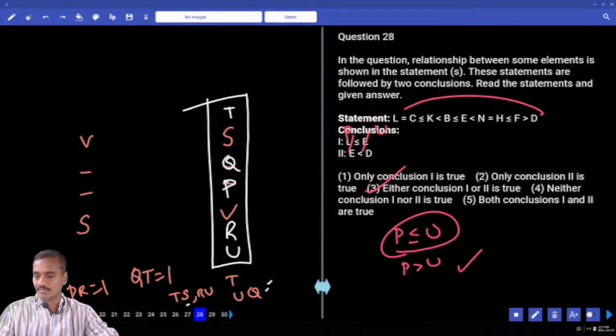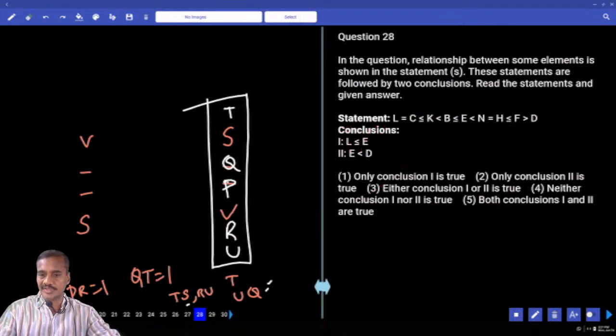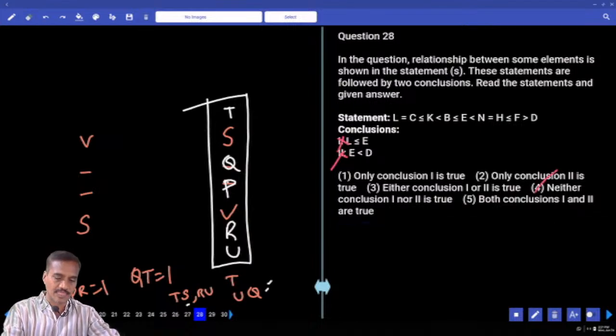Then 28. Now in this 28, the relation between L and E. L is here, E is here. Tell me which symbol is common? Less than. L lesser than E is true, equal to E is false. And E and D. E is here, D is here, opposite symbol, no relation. Then what is your answer here? Neither one, nor two, choice 4, question number 28.